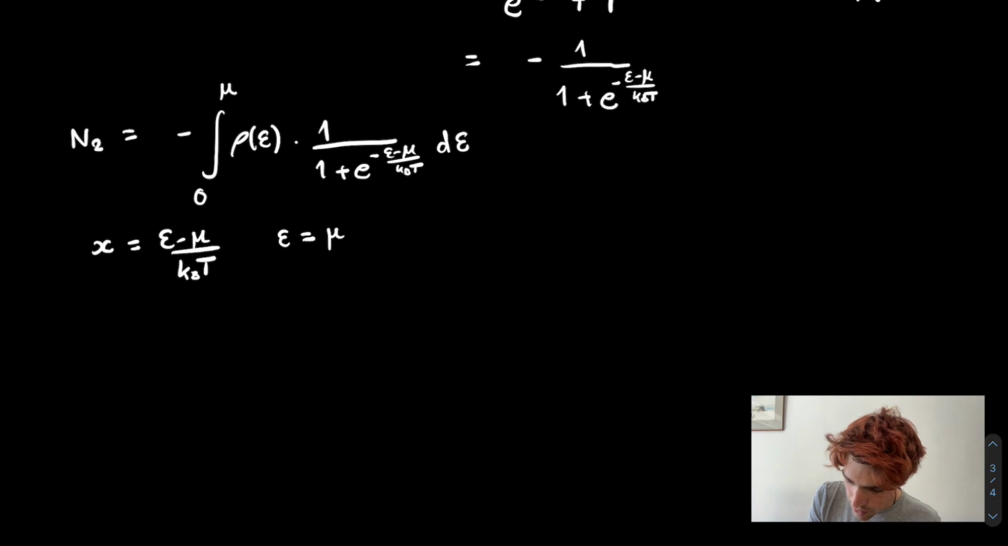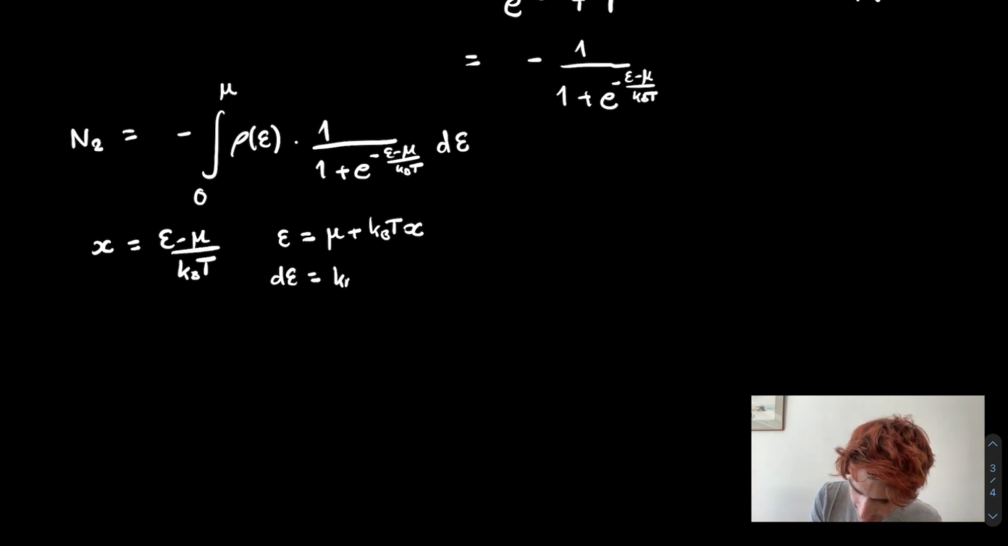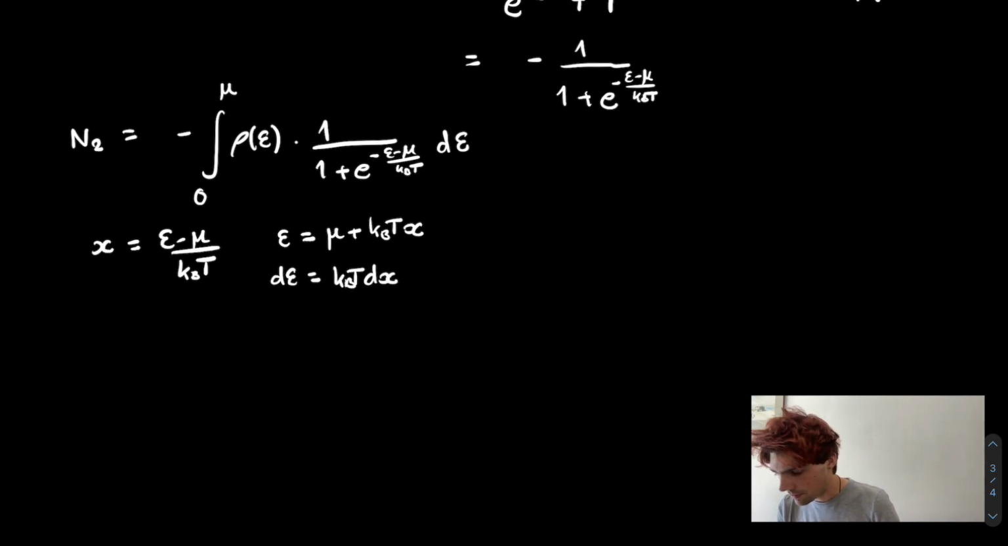And that's going to be mu plus kBT times x right here. And then when we take a derivative, d epsilon is equal to kBT times dx right there. So that's fine. We've done a similar thing to this before, and now we're just going to resubstitute all this stuff back into the integral and adjust the limits, because the limits are going to change when we make these kinds of substitutions.